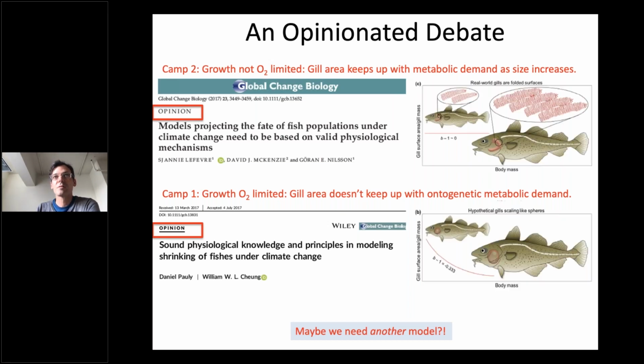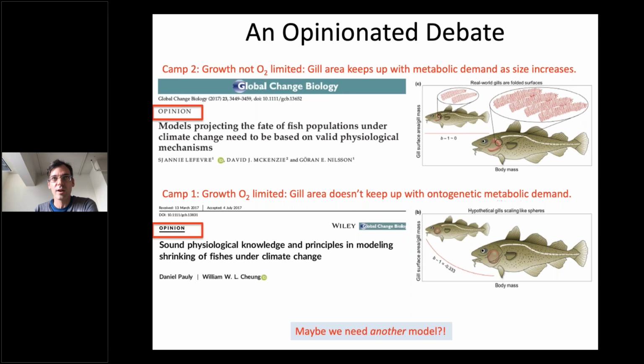The contrary opinion was that, though the area for extracting oxygen from the environment doesn't grow isometrically with body size, it occurs at gills, and gills are highly folded surfaces, and their area can grow with size in any way that suits the selective pressures acting on the organism. And so the idea was that as body size grows, the area will just grow to match whatever the metabolic demands of a given species are. So this is the debate as it's played out in these papers.